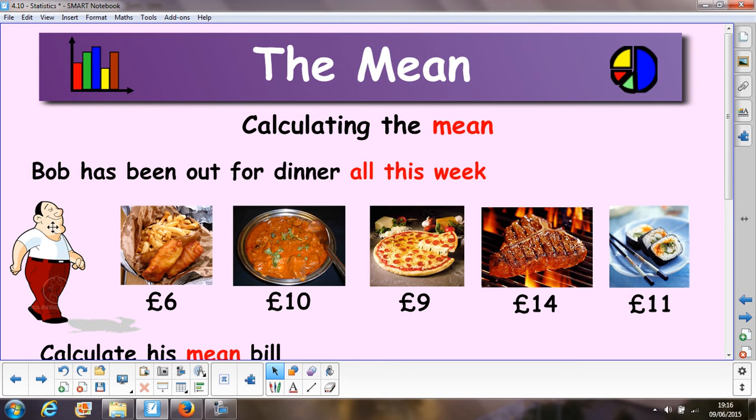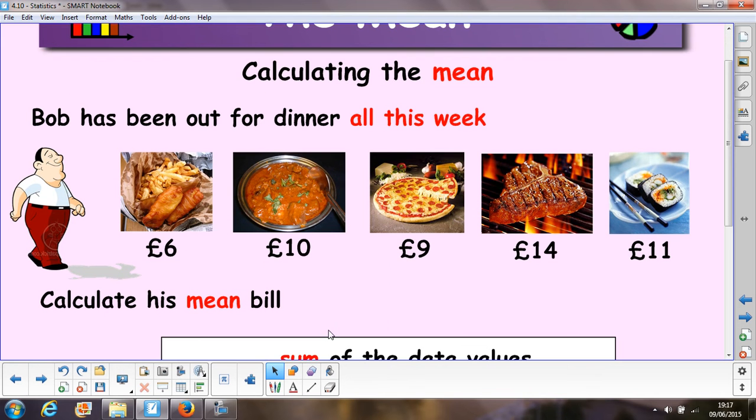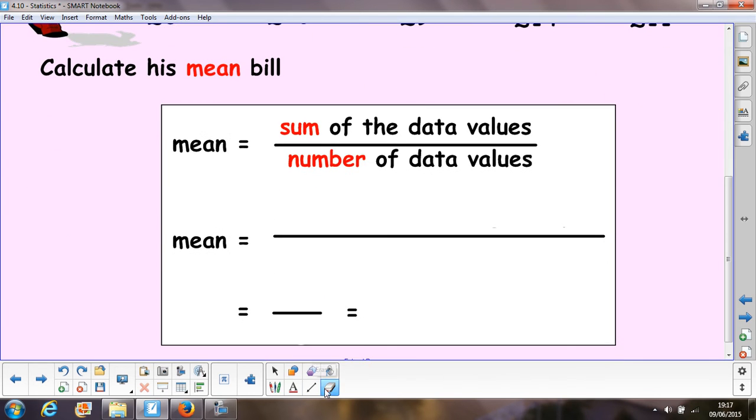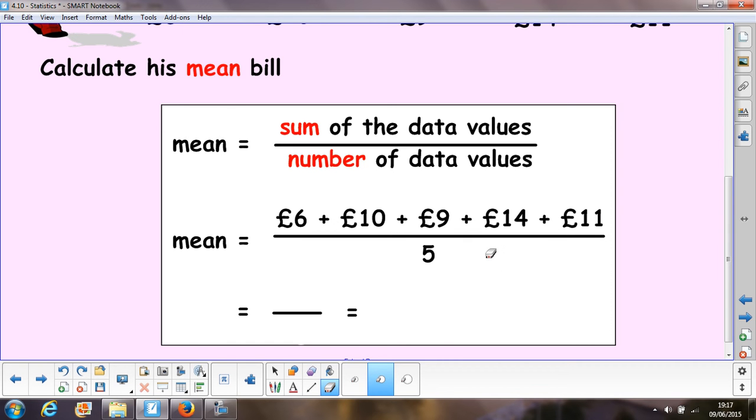So if we take this example here, Bob has been out for dinner all this week and he's eaten lots of food. So we've got 1, 2, 3, 4, 5 different prices for the amounts of food. We have to calculate his mean bill. So as stated before, to get the mean, you add up all the data values, that's the sum of all the data values, and you divide by how many there are, and there's 5 in this case. So what we're looking to do here is add all these numbers up and divide by 5, and we'll get the average amount that he paid.